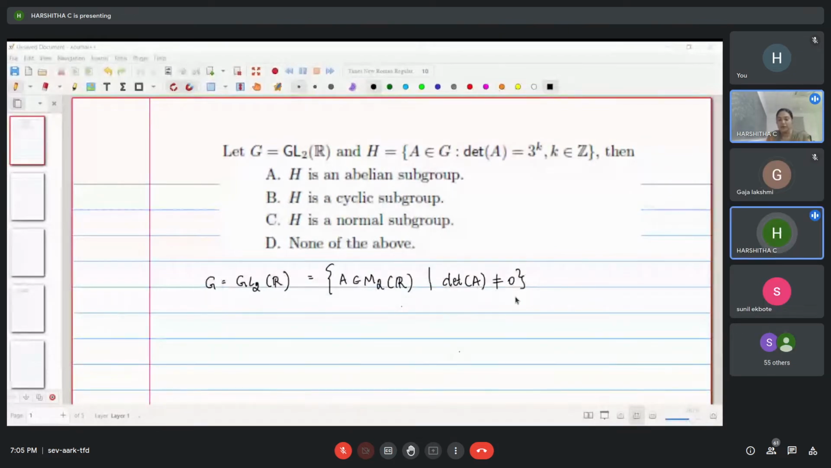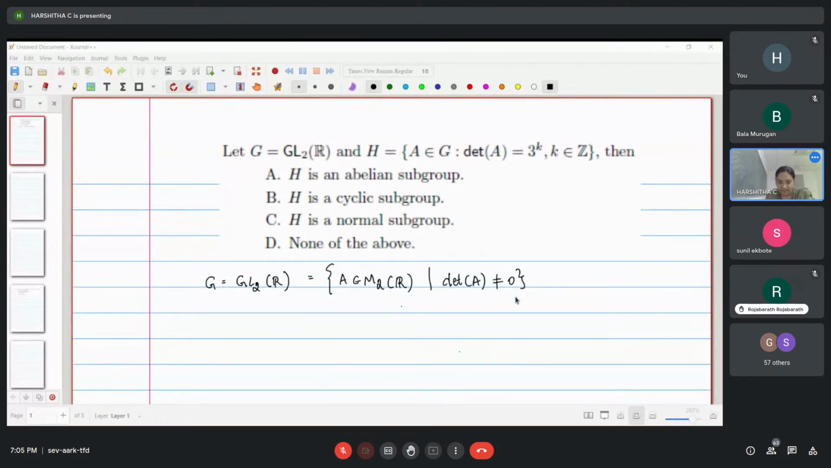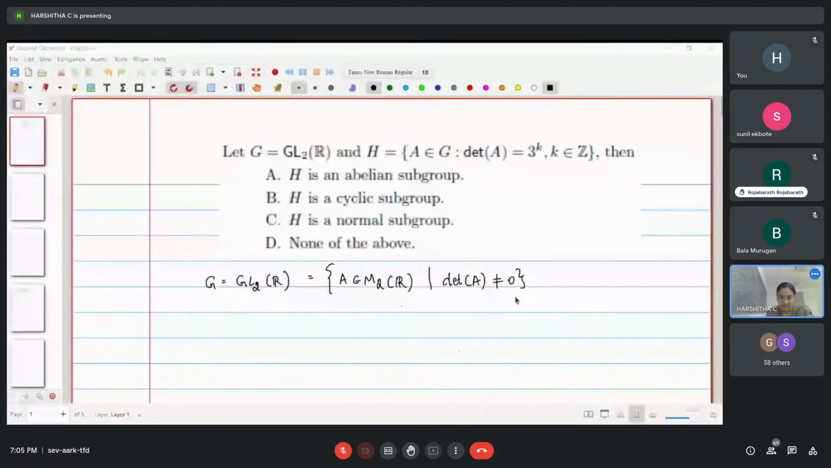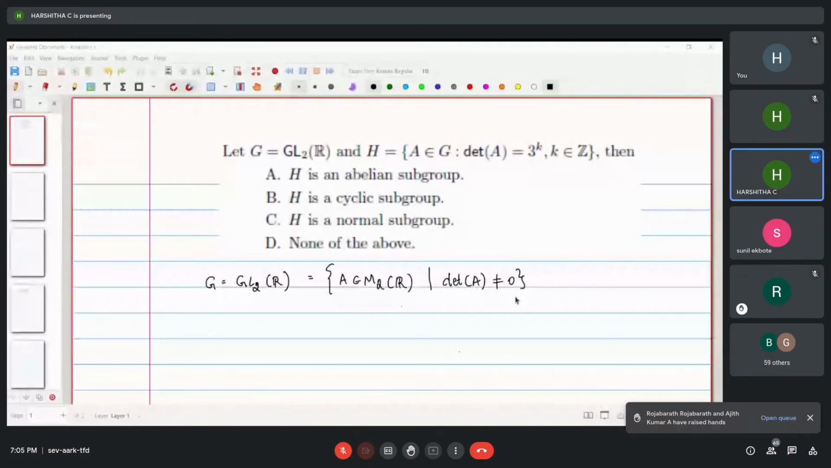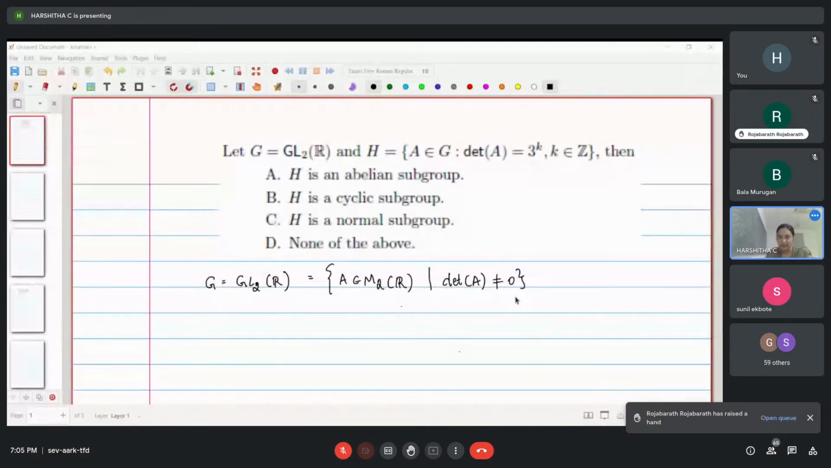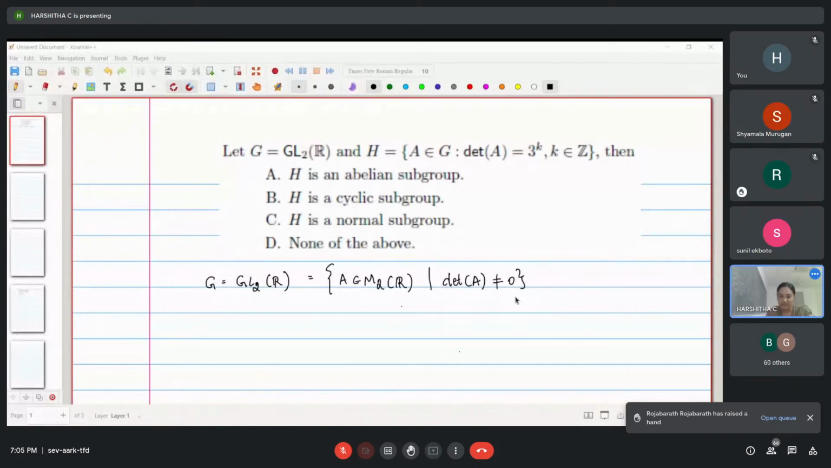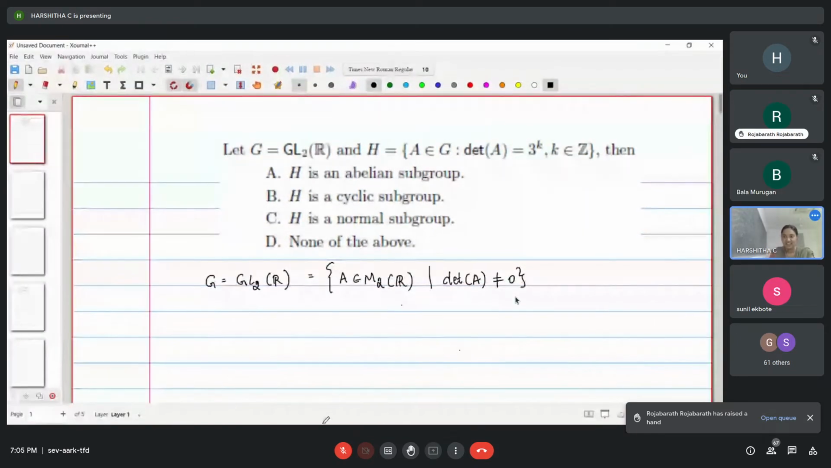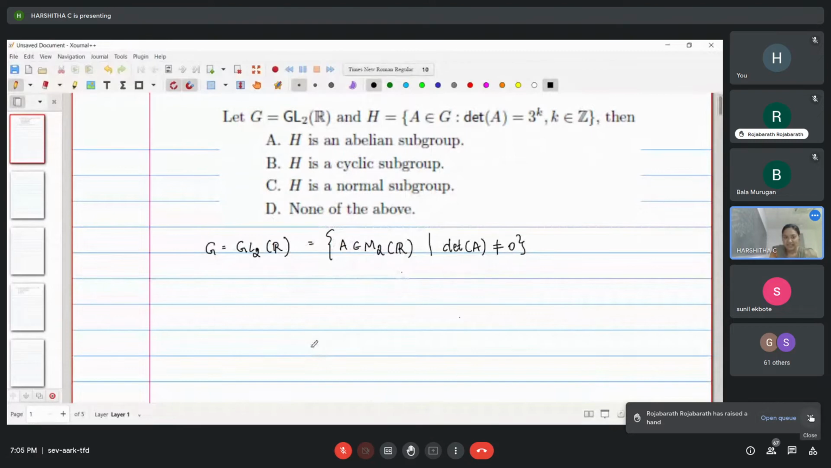So can one of you tell me what is the group operation here? Any answers? You can type in the chat box. Okay, if nobody wants to answer, let's see.